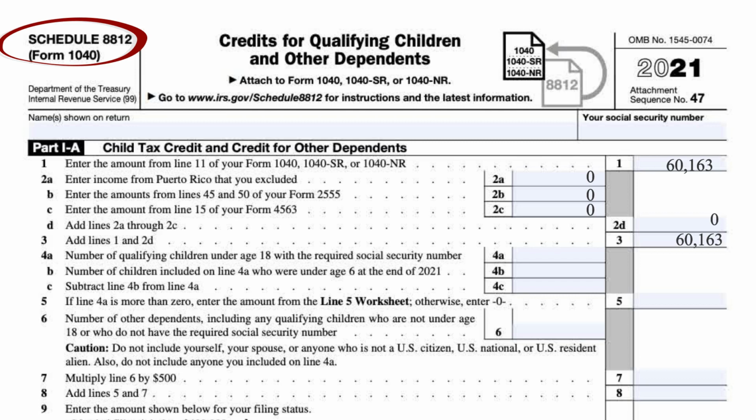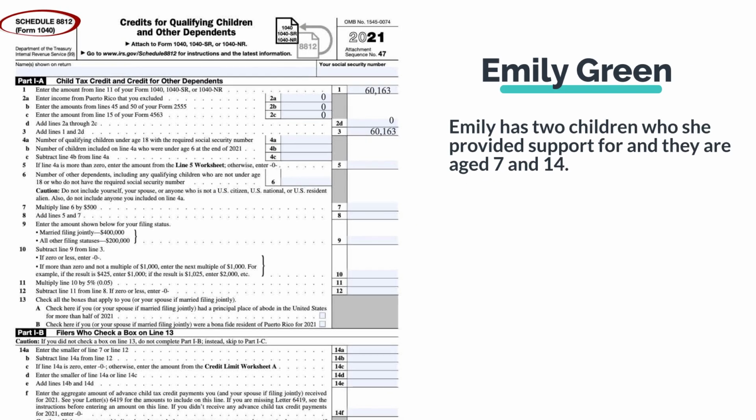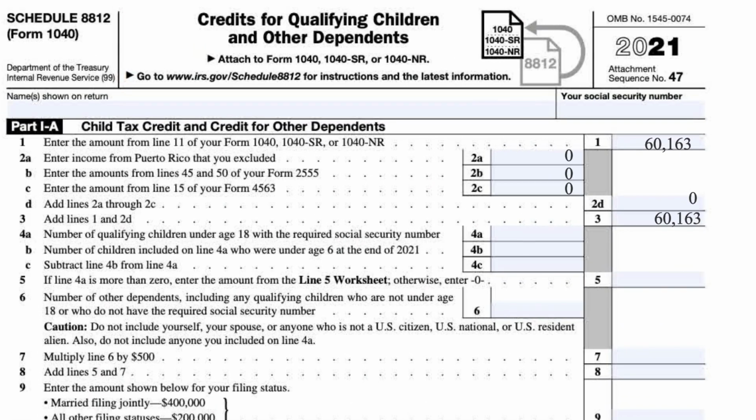On lines 4A through 4C, you will answer information regarding the taxpayer's dependents. You can take a moment to fill out 4A through 4C on your own using Emily's information. On line 4A, we will enter her total children. We see that she has 2 total children, so we will enter 2 on line 4A. Line 4B is 0 because she had no children under the age of 6. And line 4C is 2 because she had 2 children over the age of 6.